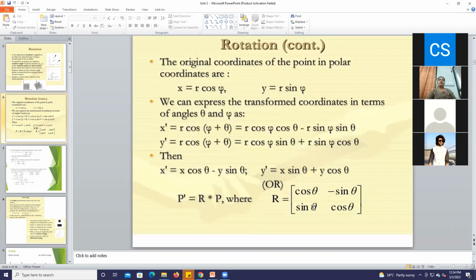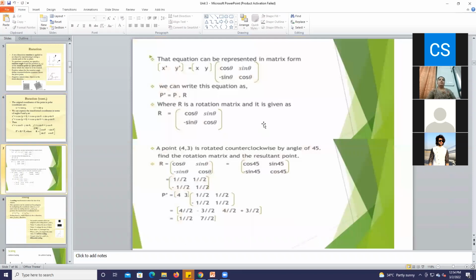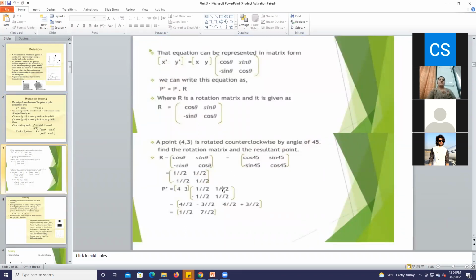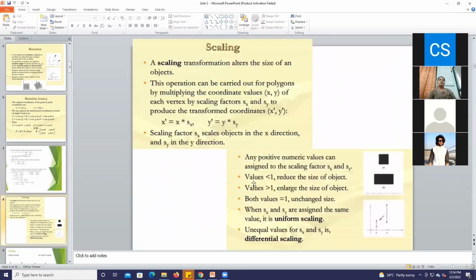If I want to get the clockwise rotation, then simply the transpose is taken. So this minus sin theta will come here and this sin theta will go here. Row will become column and column will become row. That's it. So that is about rotation about any arbitrary point with theta, with clockwise rotation. Okay. So we have seen how to solve the problems also.